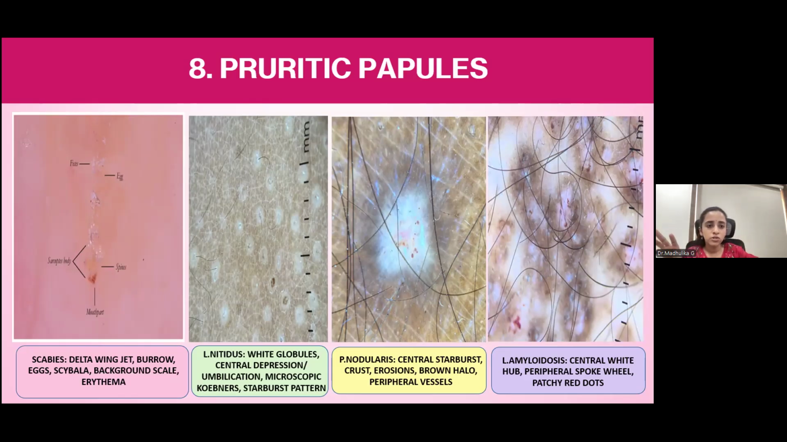In lichen amyloidosis, what is happening? Because the keratin is getting damaged due to friction, amyloid deposition starts around the damaged fragments of the keratin, right? So here you usually see the hub and spoke pattern, which is seen in lichen amyloidosis, with a central white hub and peripheral spoke pattern, and a little bit of patchy vasculature you can see. Next slide.